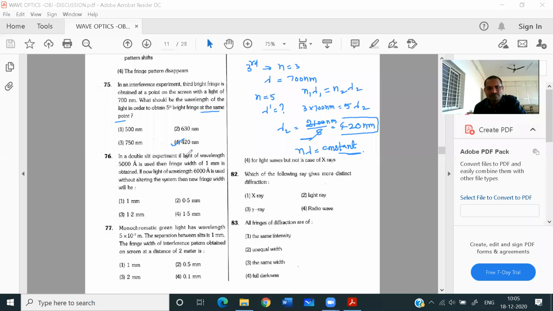Point understood? Because distance y is to be same, y is equal to n lambda capital D by small d. However, they are not saying anything about capital D and small d, and they are saying that y is same. That implies n into lambda should be same. That is the reason why I have taken n1 lambda 1 equal to n2 lambda 2. See, in physics, this is the beauty that depending upon the question, your formula will change. You need to understand the question. That is the main important thing here.